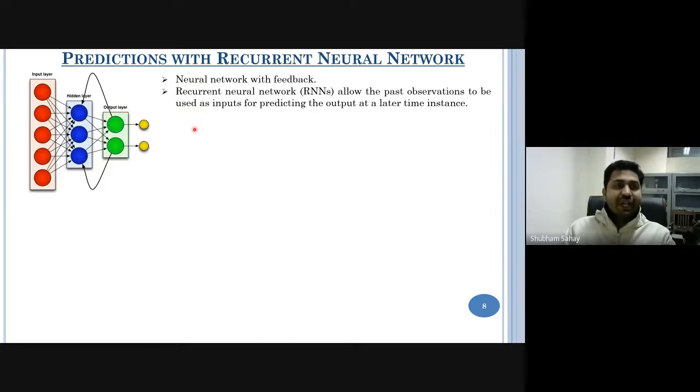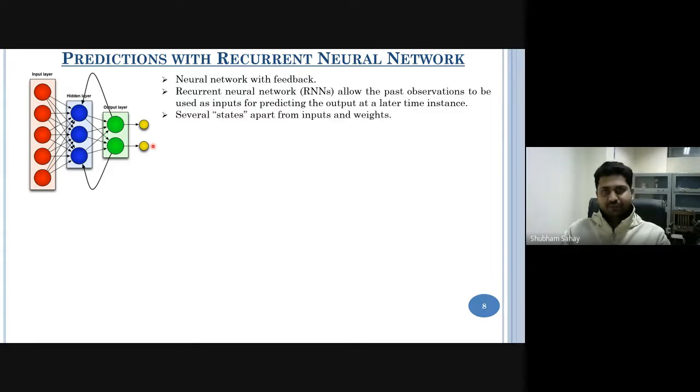So what is so special about these networks? What essentially gives them this power to predict? Apart from these inputs and weights, there are these states of this neural network. So these cells, like these RNNs, also have something which is called state, apart from inputs and weights. And these states are actually the entities responsible for storing that contextual information from the past, right?